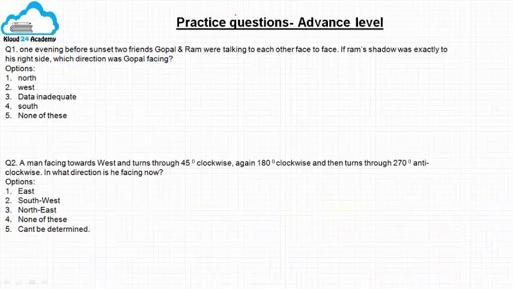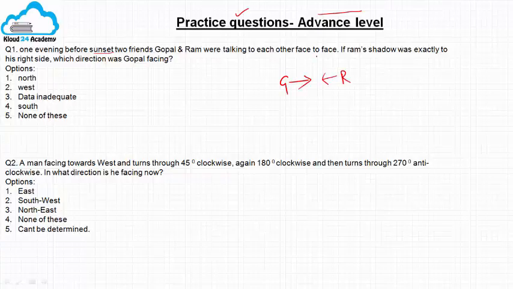So these are practice questions, advanced level. Question 1. One evening before sunset, two friends, Gopal and Ram, were talking to each other face to face. So if Gopal will face towards right, Ram will face towards left, face to face. If Ram's shadow was exactly to his right side, which direction was Gopal facing?